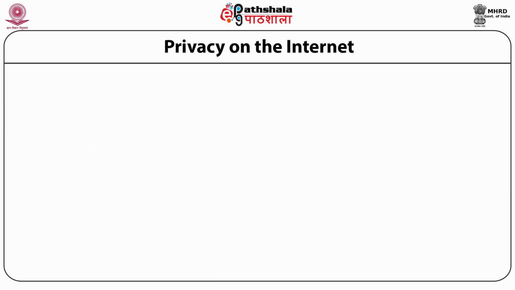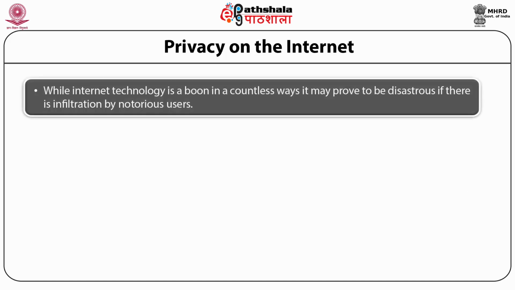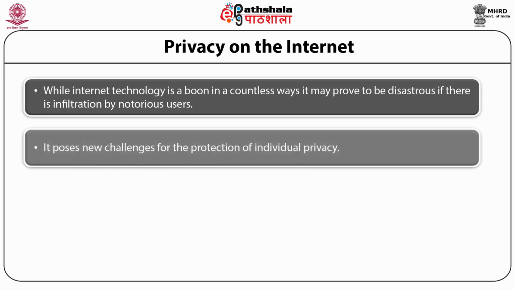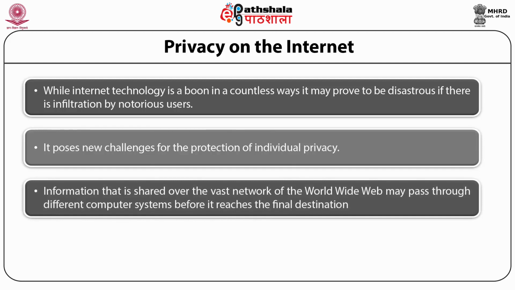We'll now discuss privacy on the internet. While internet technology is a boon in countless ways, it may also prove to be disastrous if there's an infiltration by notorious users. It poses new challenges for the protection of individual privacy. Information that is shared over the vast network of the World Wide Web may pass through different computer systems before it reaches the final destination.